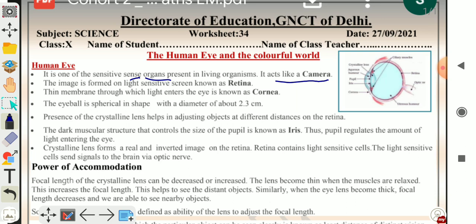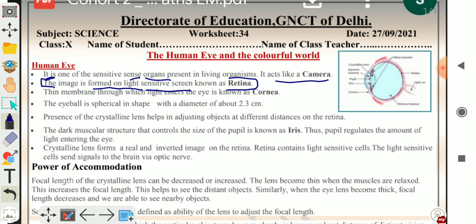The image is formed on a light sensitive screen known as retina. Retina is a part of the eye on which the image is formed. तो इमेज कहाँ बनती है हमारी आँख में? Image is formed on the light sensitive screen known as retina.